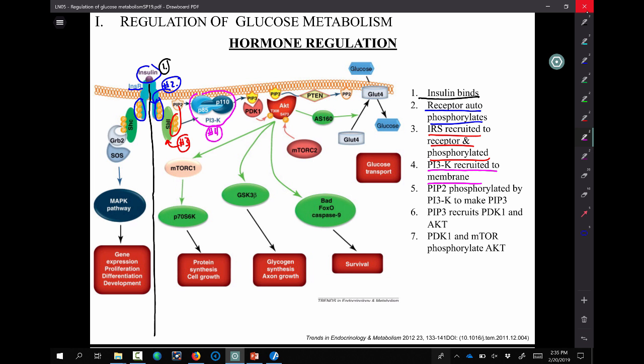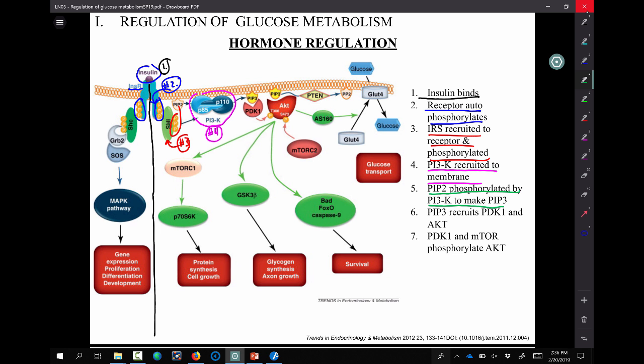Okay? Now, that's the enzyme. Now, here's what it's going to do. Okay? I'll start to run out of colors. PI3 kinase is going to phosphorylate PIP2, making PIP3. So let me say that again.